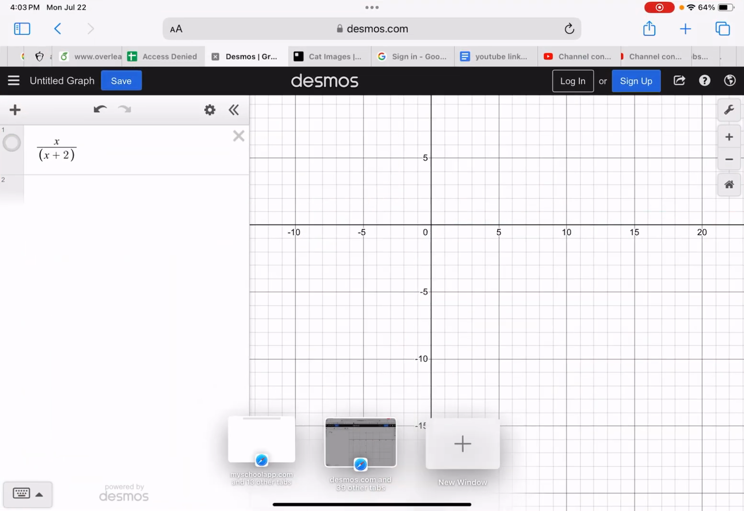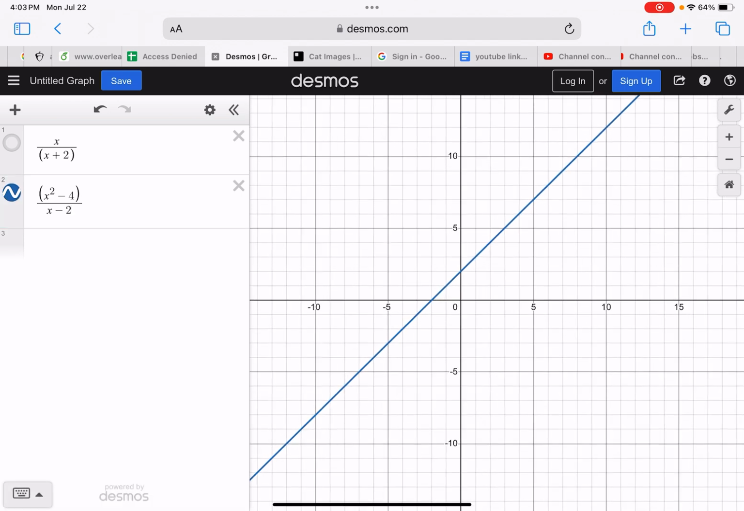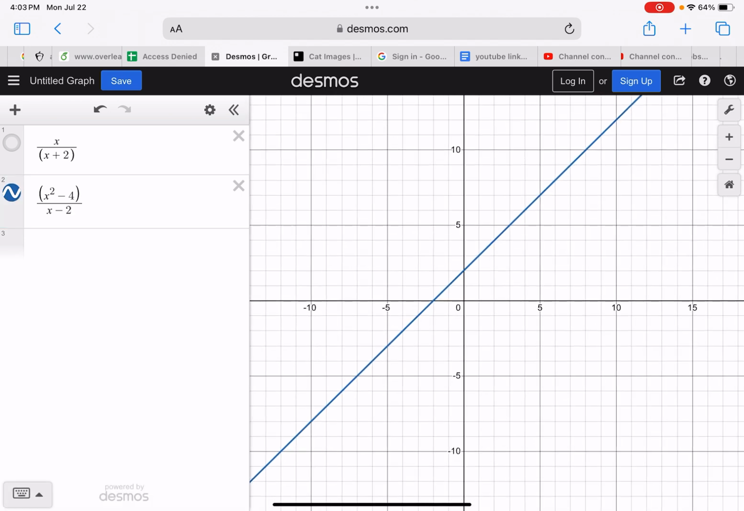X squared minus 4 over x minus 2. Let's look at the graph. X squared minus 4 over x minus 2. And there we go. This graph has a hole in it. We can't even notice. Right?